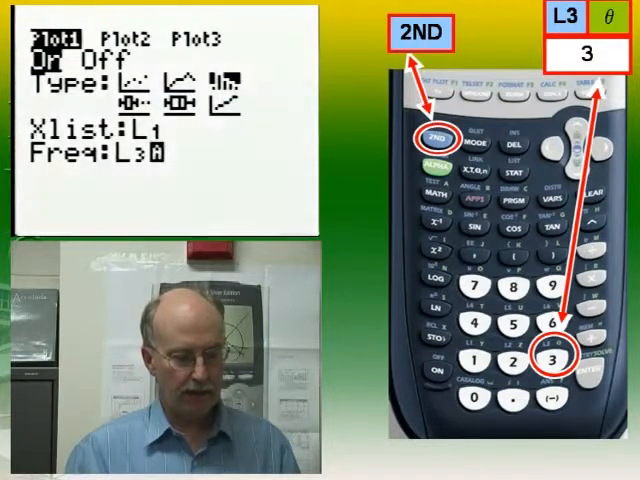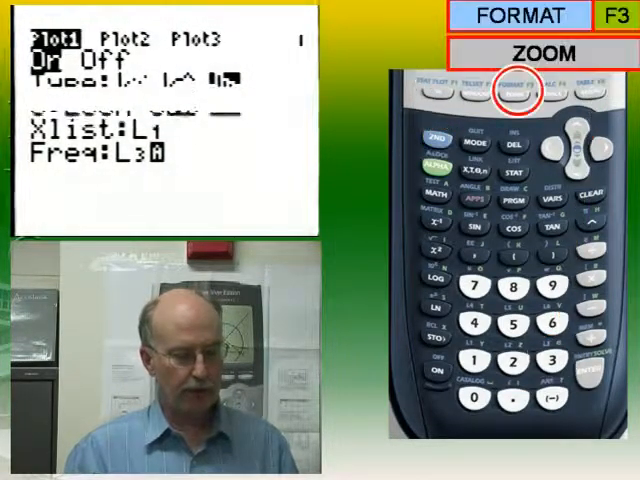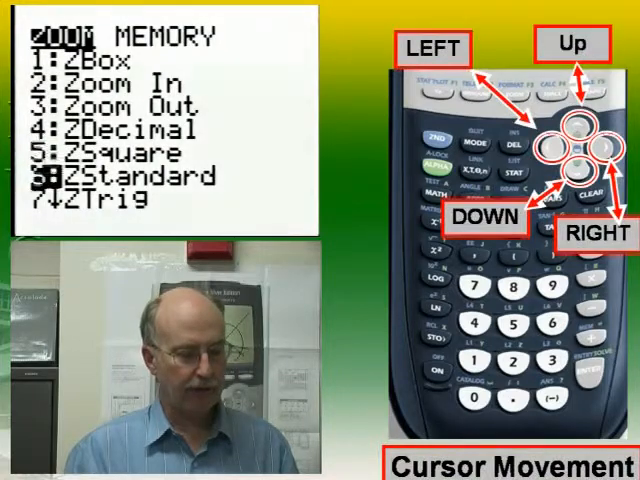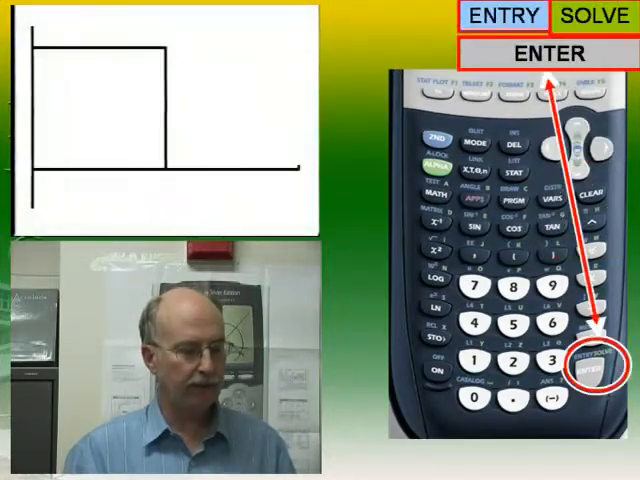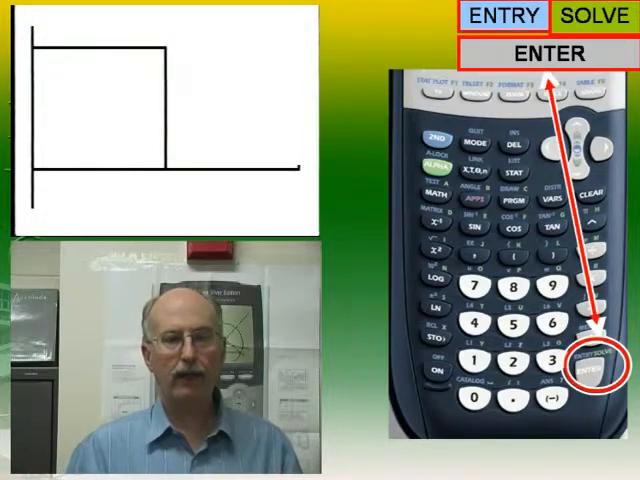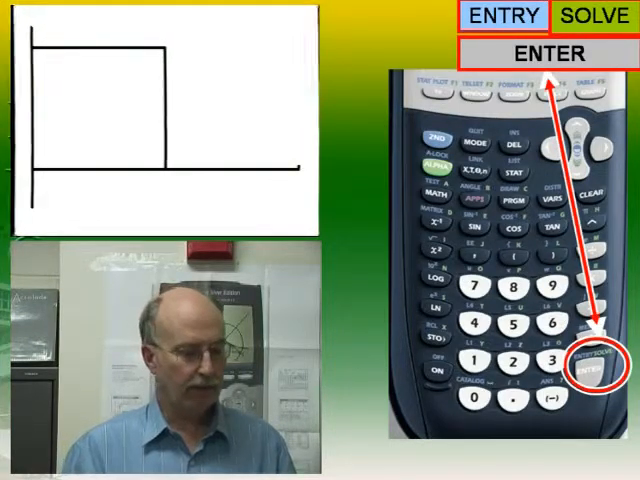And then we're going to hit zoom, and we're going to scroll down to stat plot, zoom stat, and hit enter. And you can see we got one big thing here. Let's see if we can fix this.